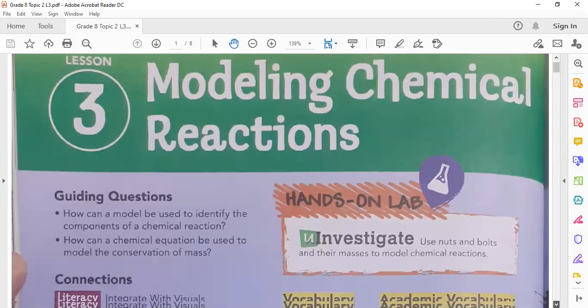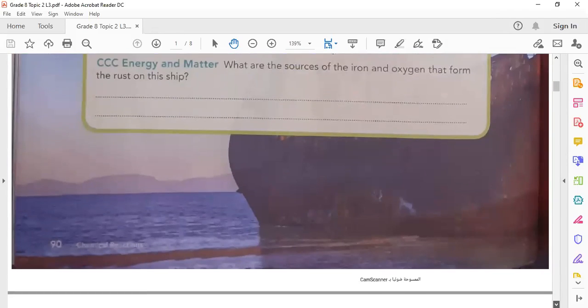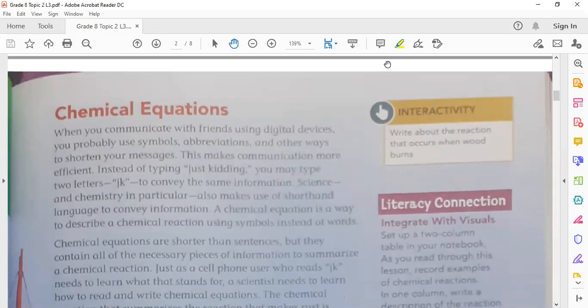Chemical reactions can be represented using symbols. Using what? Symbols. So it is easier for us to deal with symbols. By the way, abbreviations are used everywhere, not only in science or in chemistry. When you are chatting with your friend, you just abbreviate "just kidding" as JK, for example. The same thing for chemical reactions. Chemical reactions or chemical equations can be written by symbols, and these symbols represent what happens in the chemical reaction.